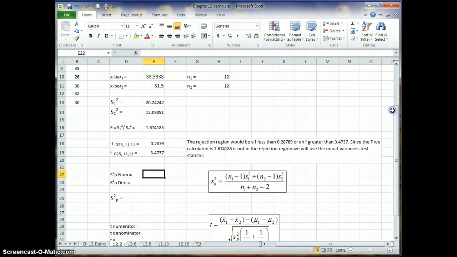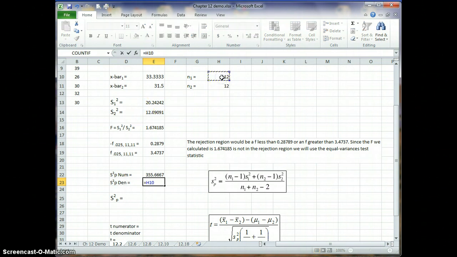Let's scroll this up just a little bit. So it's going to be equal to N1 minus 1 times the variance here, plus N2 minus 1 times the variance for 2, and that's equal to 355.667.